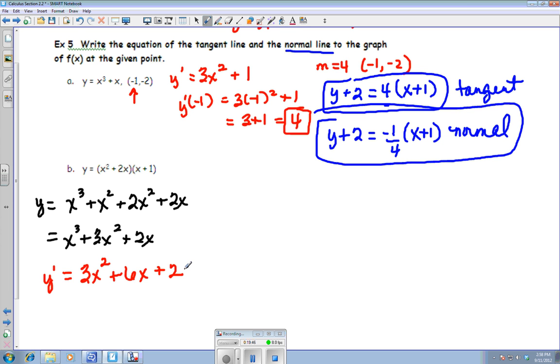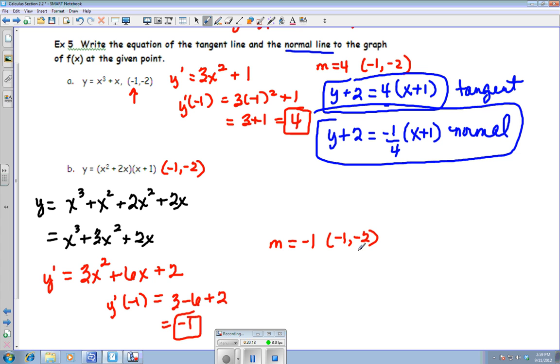Now I didn't give you the point, so we're going to use that same point, negative 1, negative 2. So that means I'm going to plug negative 1 in place of all these x's. So when I plug negative 1 in, I'm going to get 3 minus 6 plus 2. It's negative 3 plus 2, negative 1. So there's my slope. So my slope is negative 1. My point is (-1, -2). And now I'm ready to write the equation of the tangent line.